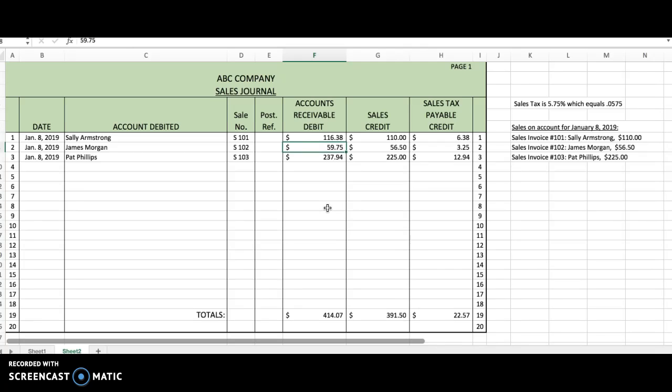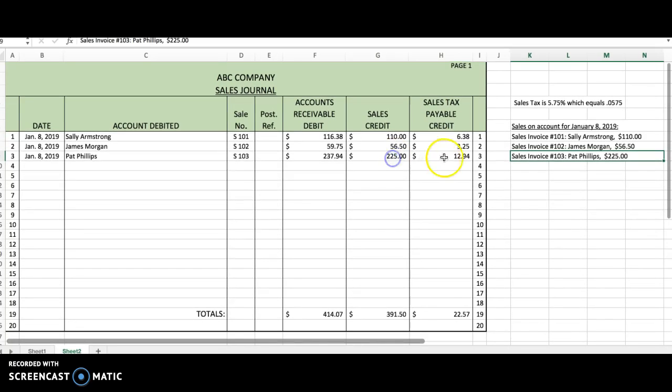So these are the three parts. Accounts receivable is debited because it was charged and people owe us money, and sales is credited, that's revenue, and also the sales tax is credited. That becomes a liability, it is payable. So we have to charge that to the customer. He or she has not paid us yet, but when they do, part of it goes to pay that sales tax. And finally, Pat Phillips, again, $225 is the third transaction.